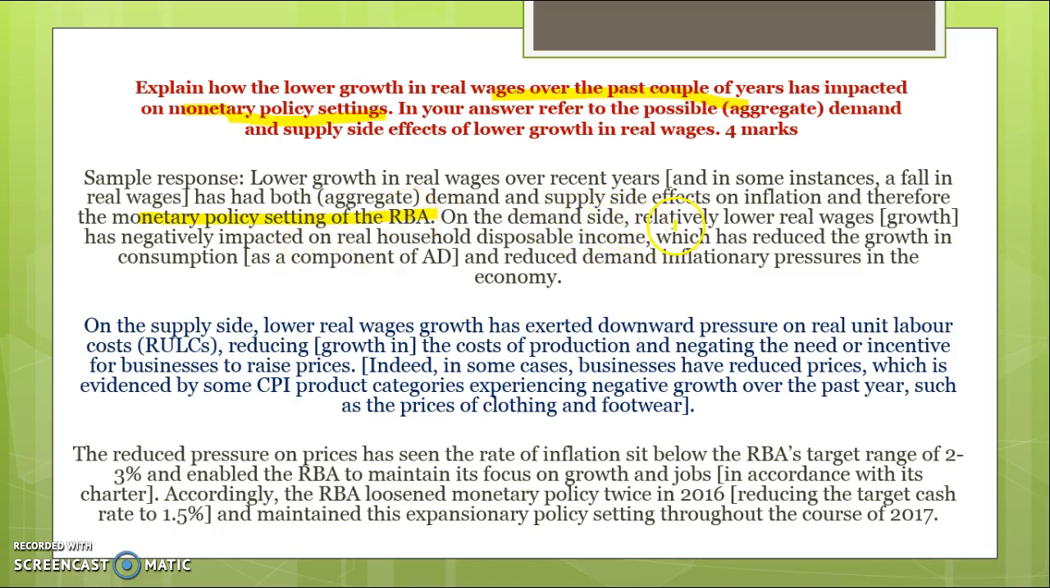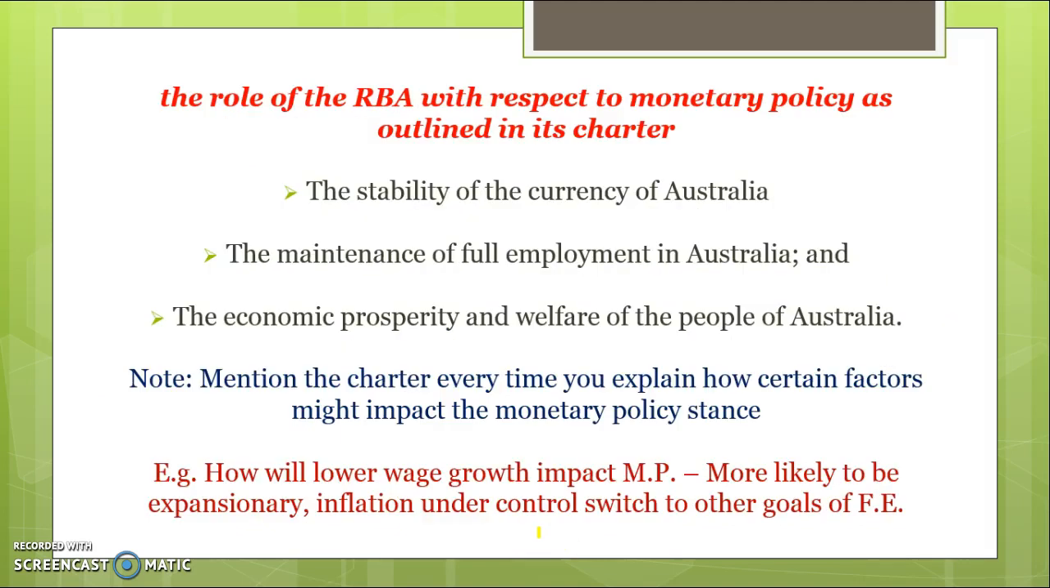On the demand side, it's led to lower real household disposable incomes, which has reduced demand inflationary pressures. On the supply side, it's helped to reduce real unit labour costs, so businesses don't need to raise prices. This all in all has helped to keep inflation below the target range of 2 to 3%, and enable the RBA to maintain an expansionary stance, loosen monetary policy, with the desire to try and boost jobs and growth.